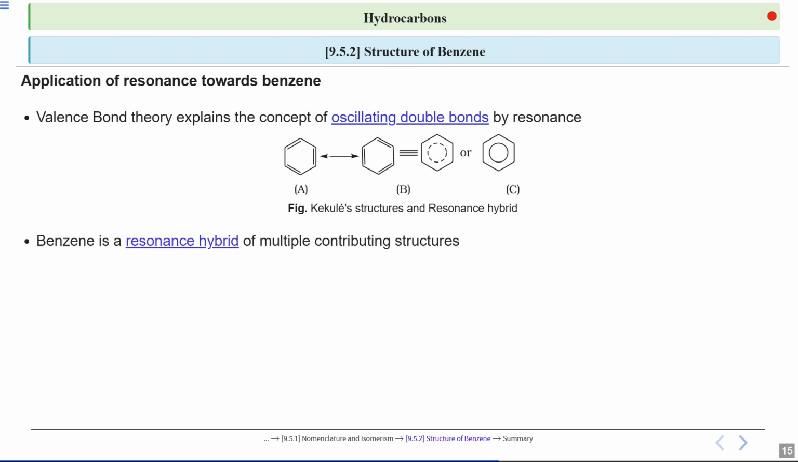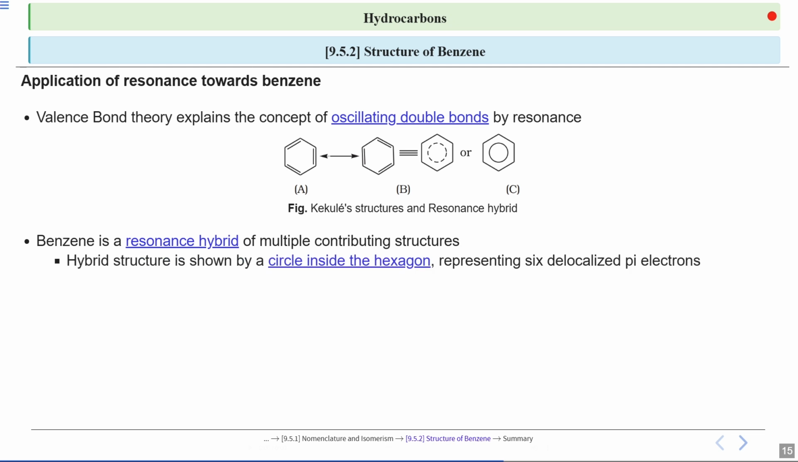Now, your actual benzene structure is represented by a resonance hybrid. So this is just a representation, not the actual structure. It is a representation of benzene's actual structure, and this is the one which we use often. This hybrid structure is shown by a circle inside the hexagon, representing 6 delocalized pi electrons. It means the electrons are not stuck just between two atoms. They are shared among all 6 carbon atoms, which adds to the molecular stability.